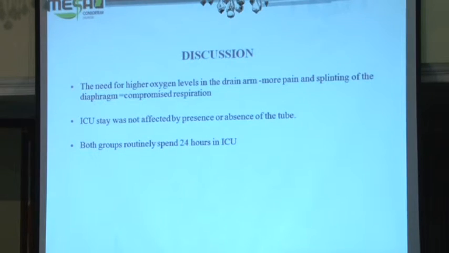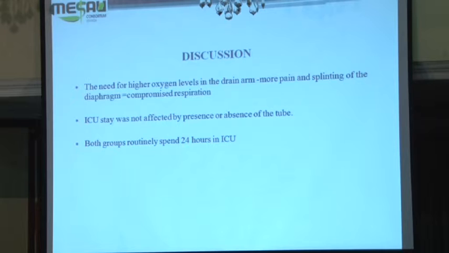From my study, children in the drain arm may need more oxygen compared to those in the no drain arm. And ICU stay was really not affected whether you had a tube or no tube. They both did well. So the evidence suggests that avoiding routine use of the drain after uncomplicated PDA surgery is safe. Uncomplicated meaning that you did not damage any of the intrathoracic structures.